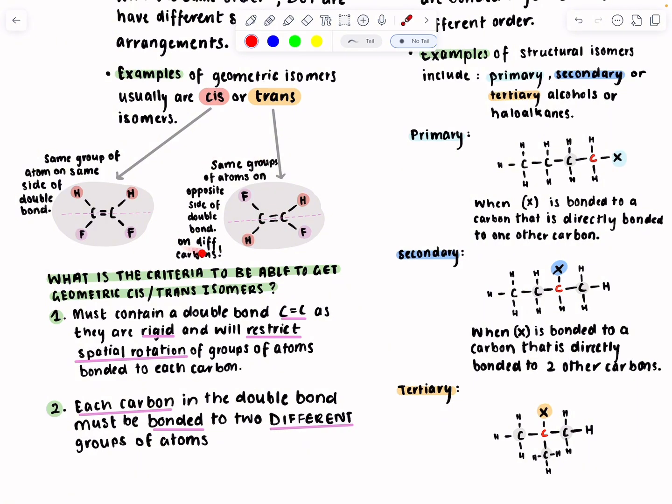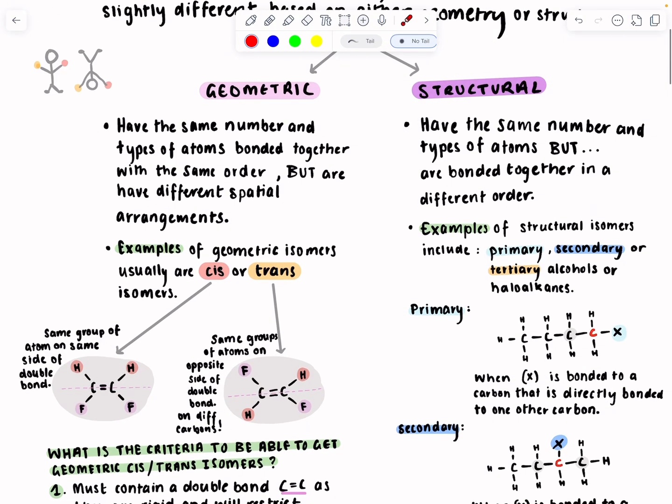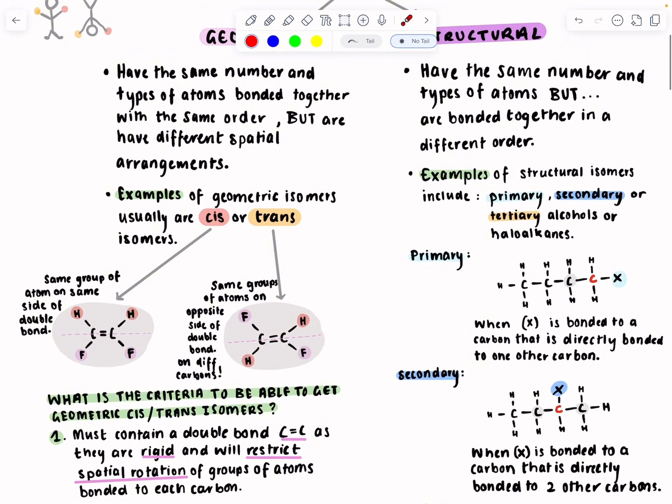So that is what you need to know, the definition of cis-trans isomers. And so these are geometric isomers. These are good examples of geometric isomers because they have the same atoms. They both have the same atoms. They are bonded to the same things in the same order, but they have different spatial arrangements to one another.